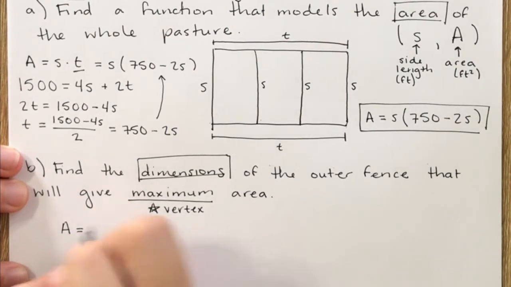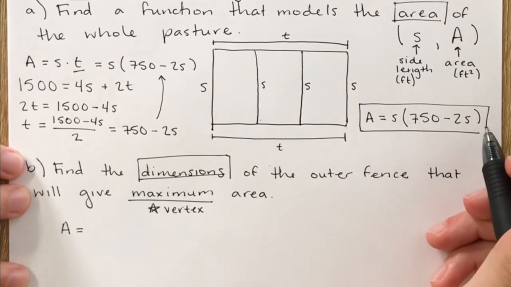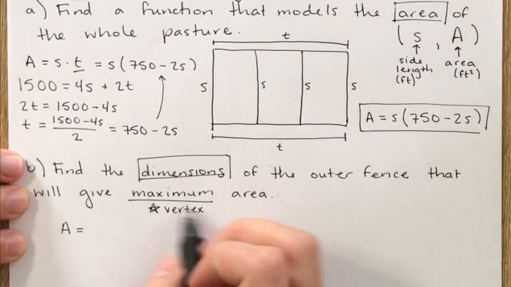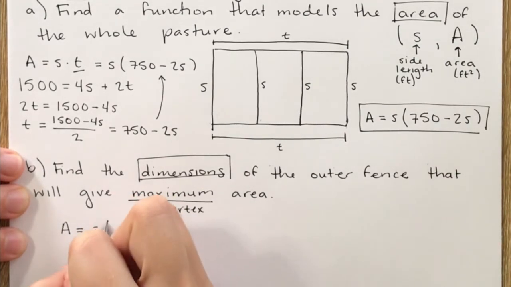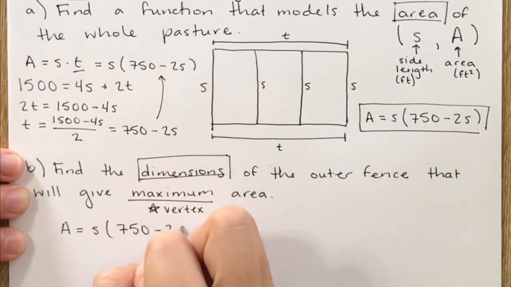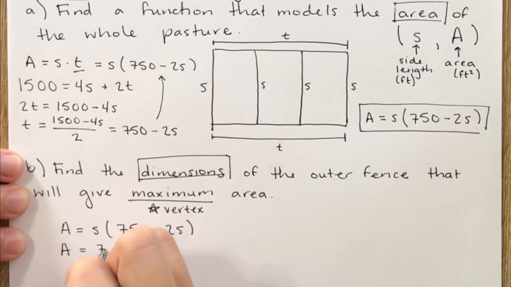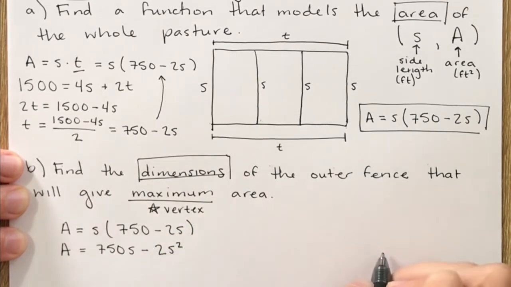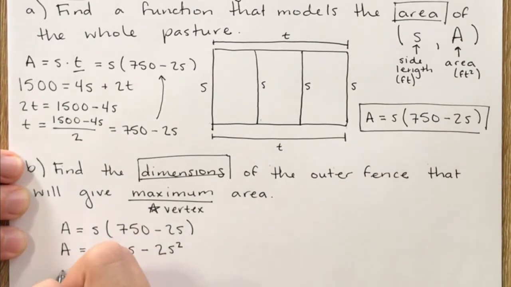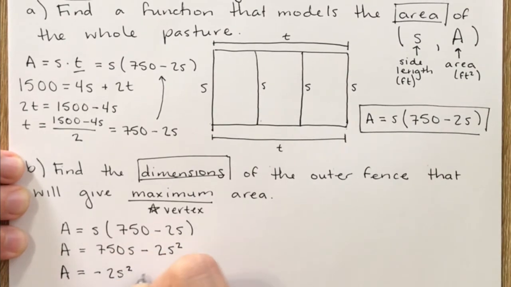So let's make our function for area look like a quadratic. Let's put it in standard form. Of course, it's a fine quadratic as it is, but let's put it in standard form because in order to find the vertex, we need to do that negative b over 2a. So we have S times 750 minus 2S. We distribute, we get 750S minus 2S squared. And then we write it in standard form, with decreasing exponents. So we get negative 2S squared plus 750S.